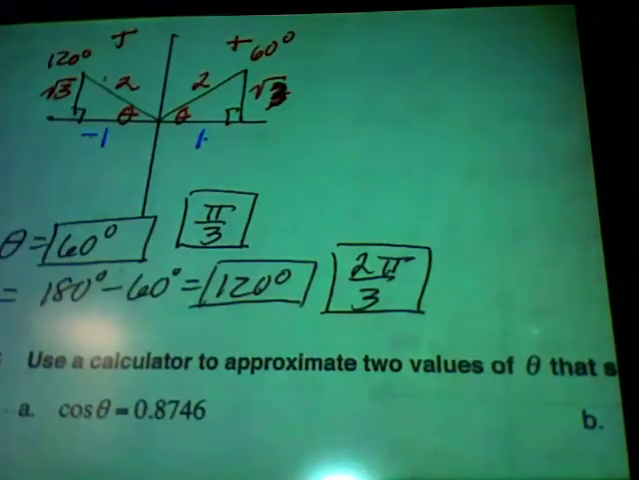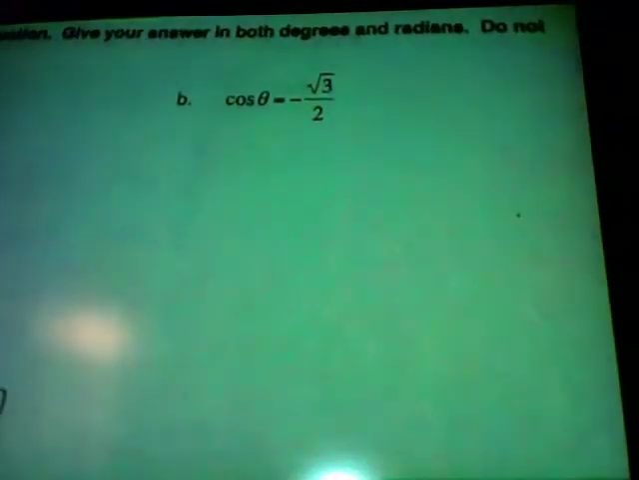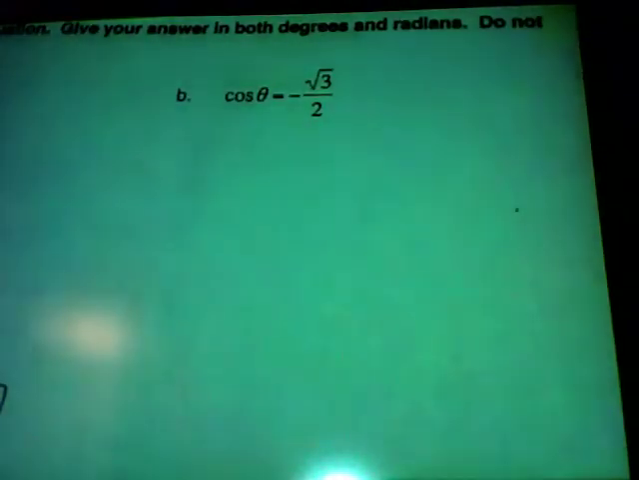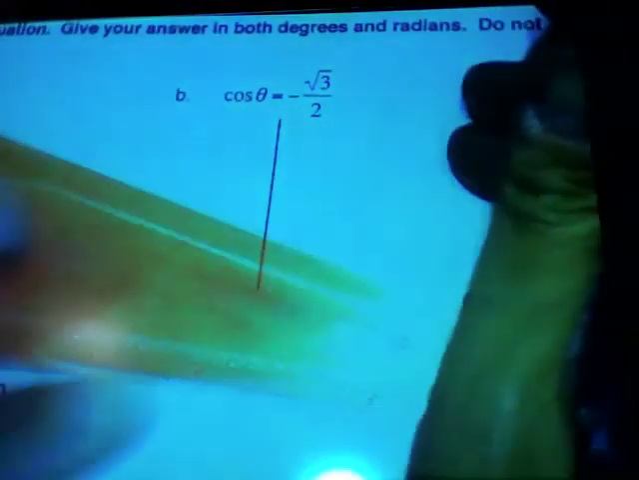Okay, so try B on your own. See if you can do that on your own, going through the same kind of steps that we just went through. I'll quietly do it up here. And as you go along, you can check.